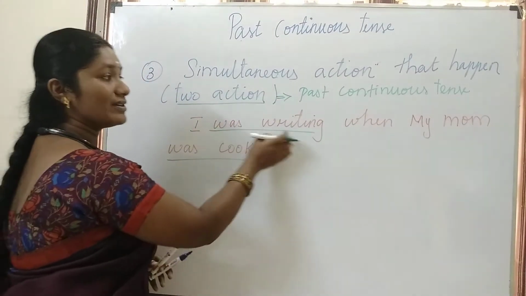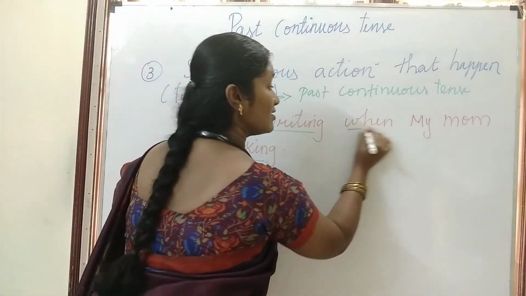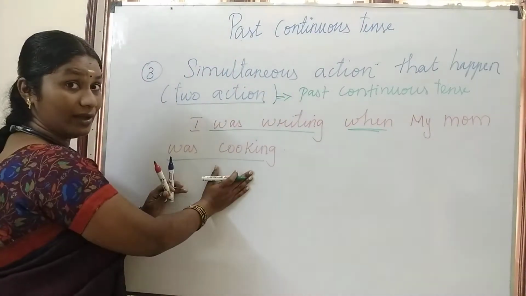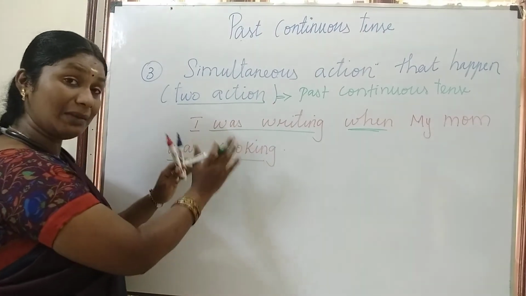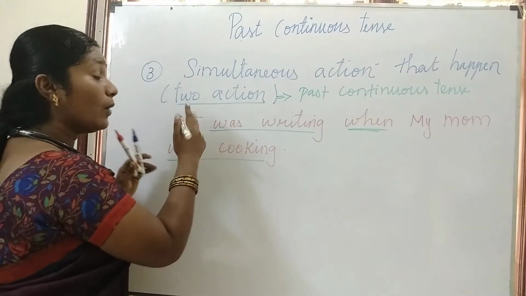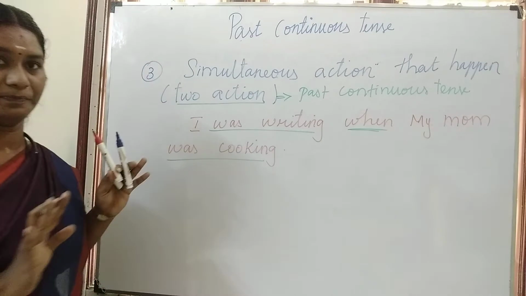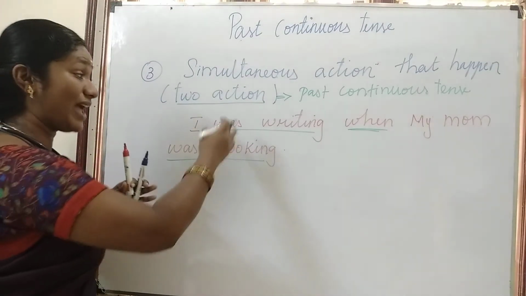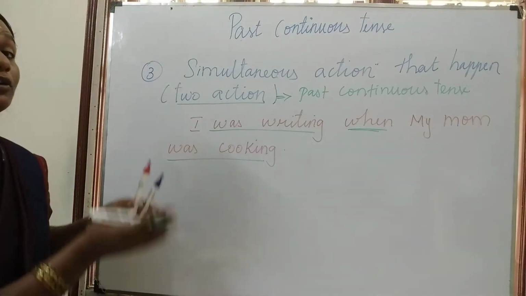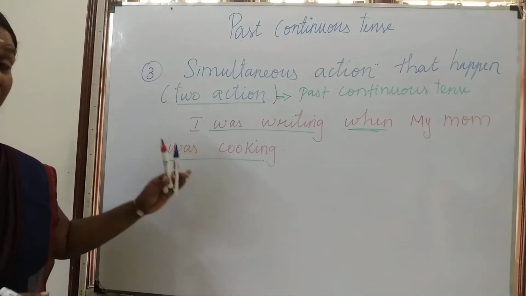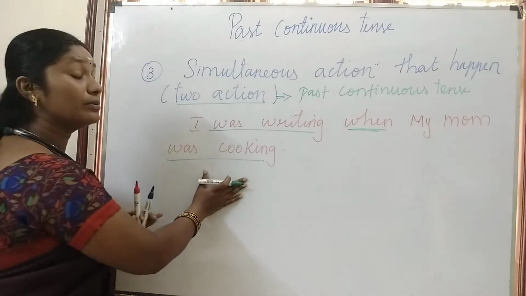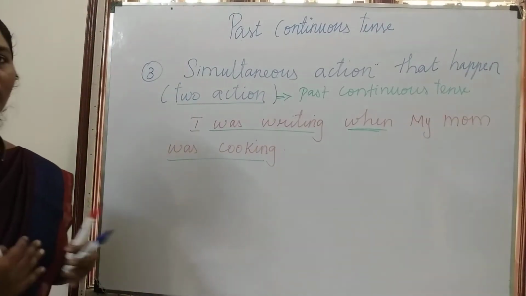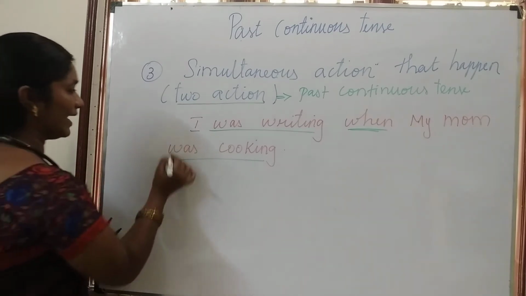Look here, I was writing. So "when" introduces a subordinate clause. My mom was cooking. So both actions happen simultaneously in the past without disturbing each other. The actions happen at the same time, both are happening. To point out those kinds of actions that happen continuously in the past, we have to use only past continuous tense.